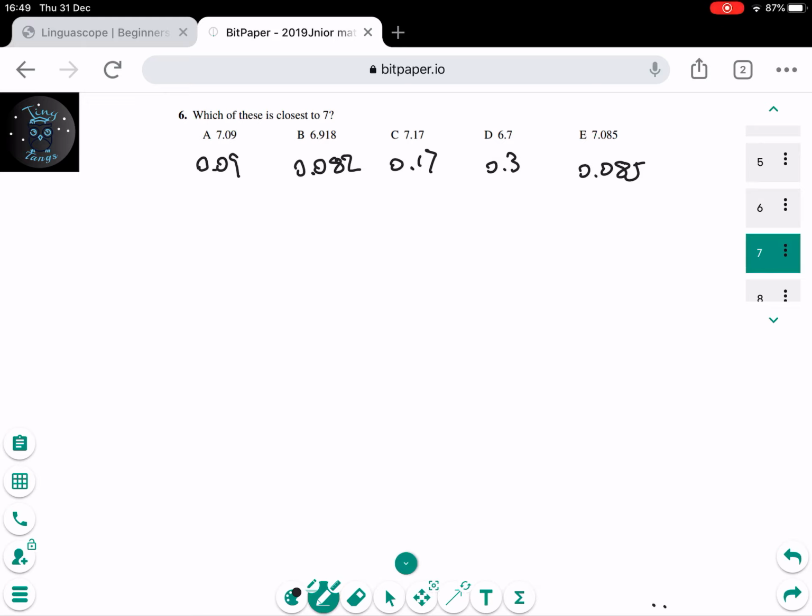So these two wouldn't be included because they're way too big, because they have a tens place. So 0.082 is our answer. So that's B.